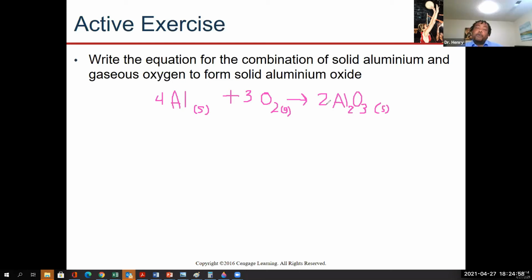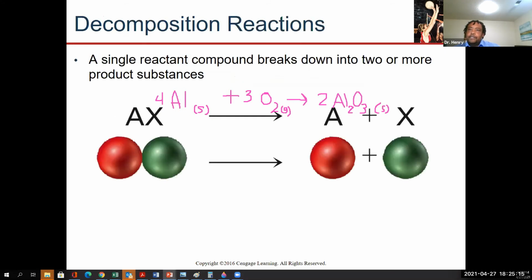Okay, we want to remember it's multiplication, not addition, right? So coefficients is multiplying it by that number. Okay, piece of cake, not too hard, not too shabby. Not bad. Okay. So we have what we call a decomposition reaction. Decomposition, breaking down. So in this case, you have AX, and you're breaking it down to A plus X.